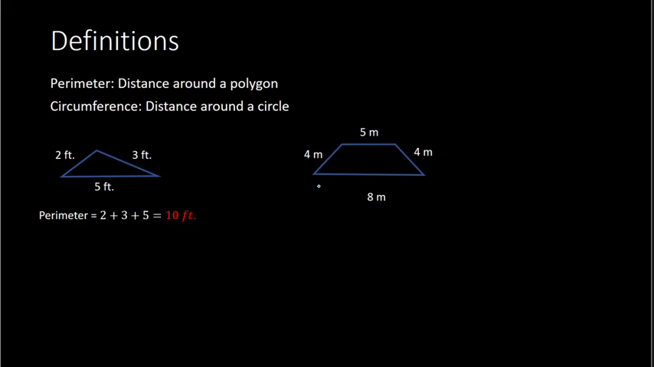Here is a trapezoid. Now if we were to find the perimeter of this shape, we simply add all the side lengths together. So we do 8 plus 4 plus 5 plus 4. That gives me a perimeter of 21. And don't forget your units. Your units are meters, so the perimeter is 21 meters.